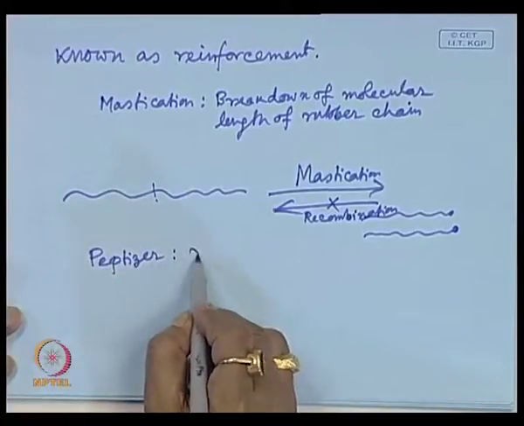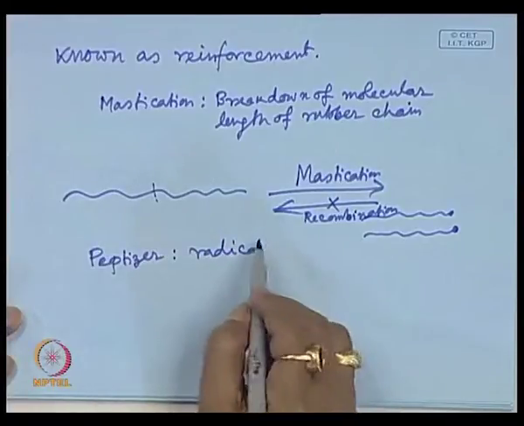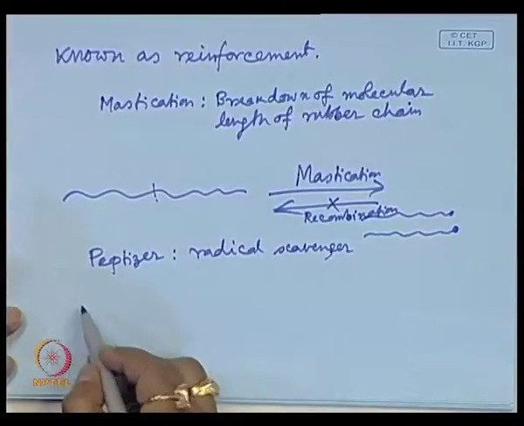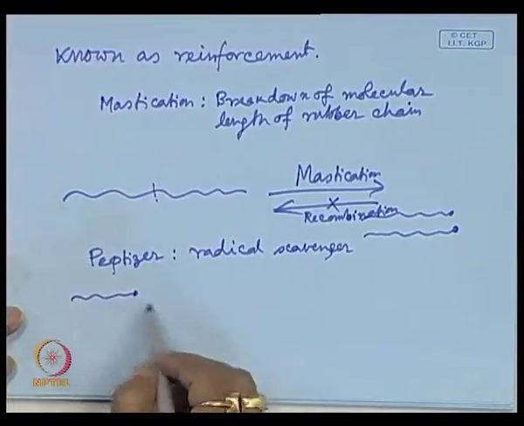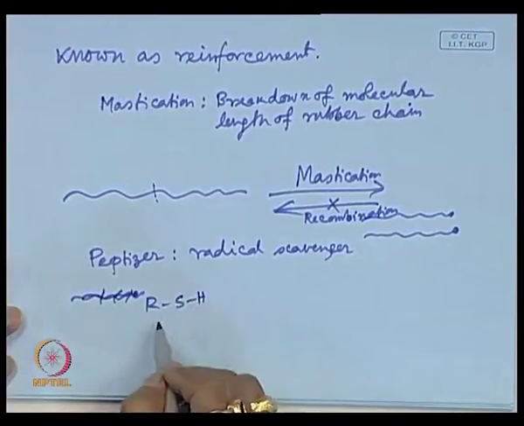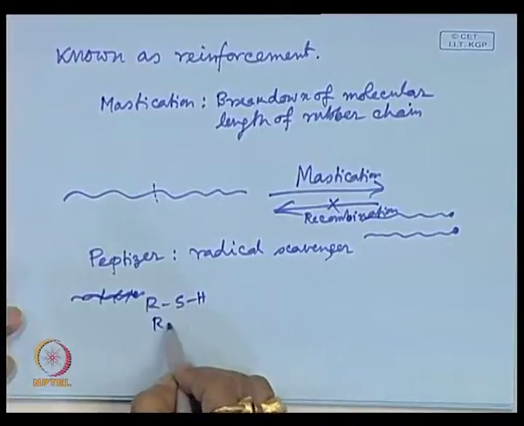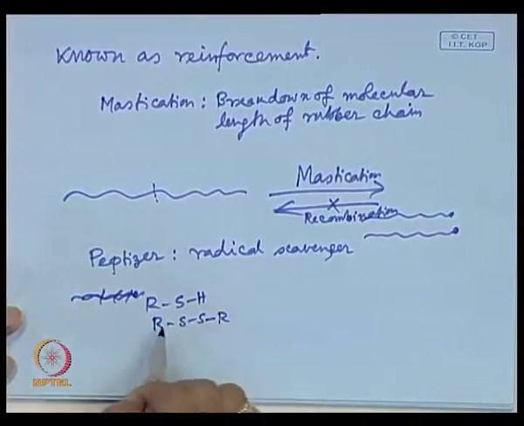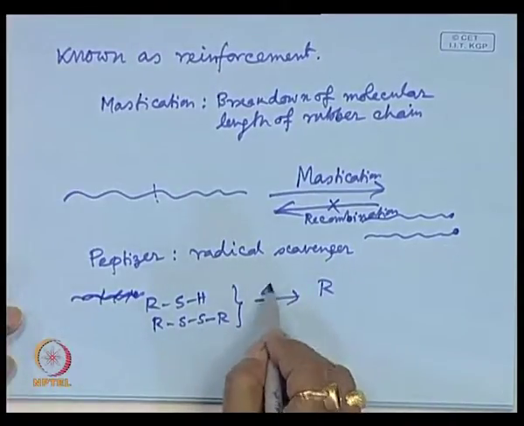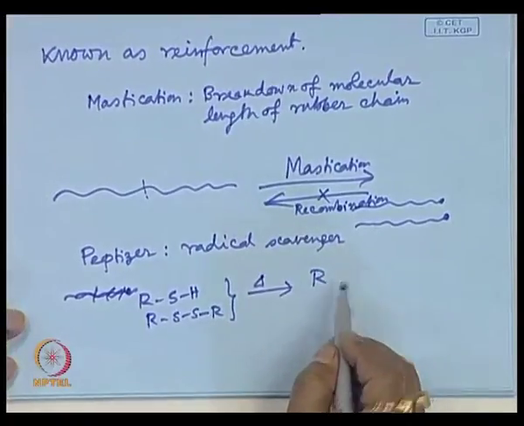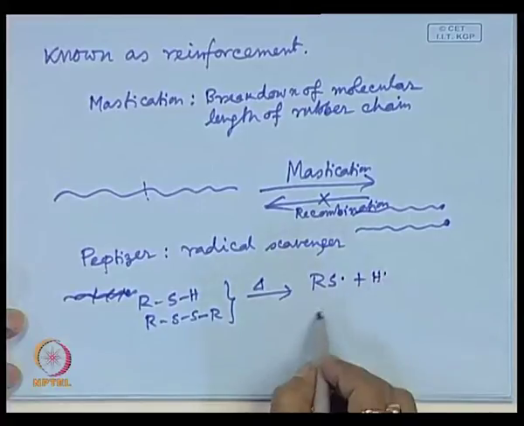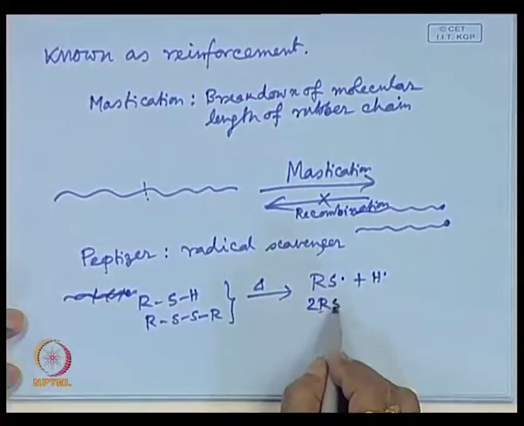Peptizers are free radical scavengers. What does it do? Let me show you the first peptizer. Suppose RSH is a peptizer, a thiol type or disulfide type. What they do actually is thermally break down, forming RS radical plus H radical, or it can form two RS radicals.